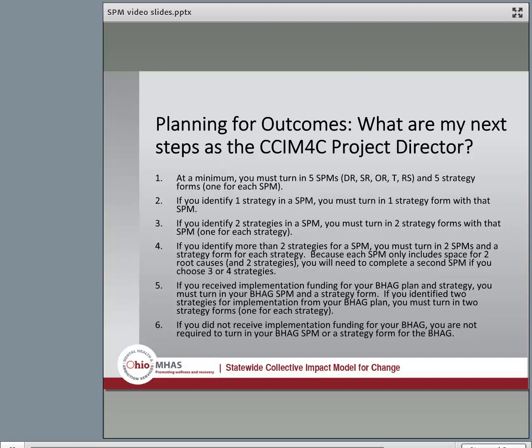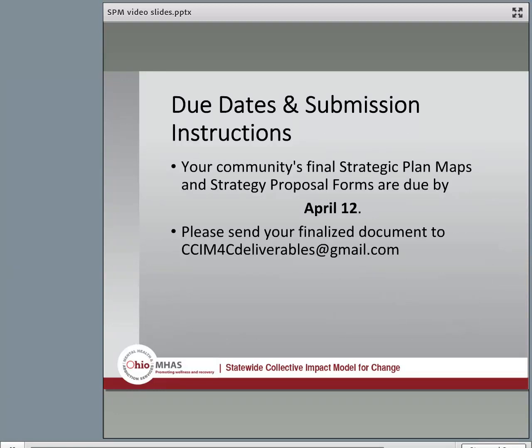If and only if you received implementation funding for your BHAG plan and strategy, you must also turn in your BHAG strategic plan map and strategy proposal form. If you identified 2 strategies on your BHAG plan, you must turn in 2 strategy proposal forms. If you did not receive implementation funding for your BHAG, you are not required to turn in your BHAG strategic plan map or a strategy form for the BHAG.